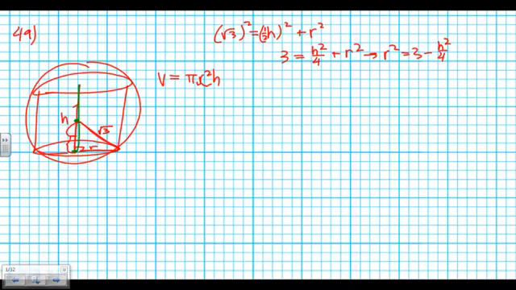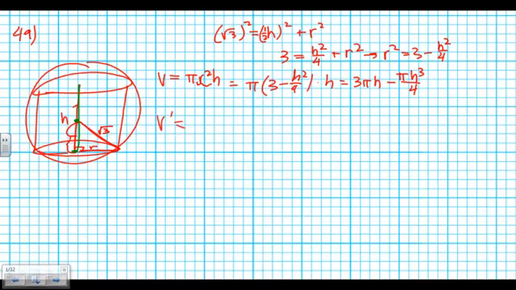All right, so we do that, and we get that volume is pi, and instead of r squared, we now have 3 minus h squared over 4 times h, which ends up being 3 pi h minus pi h cubed over 4. Check my algebra, please. All right, I think it's right.